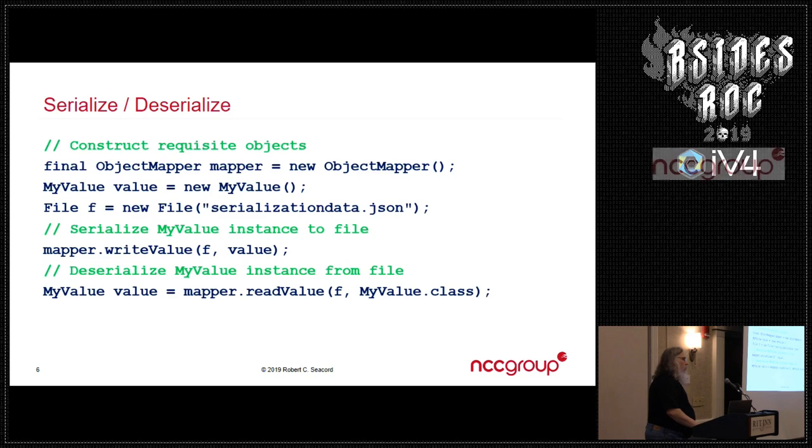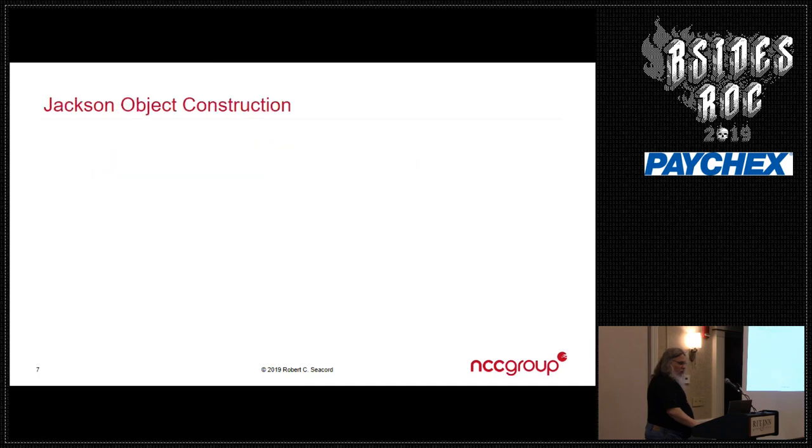And of course, you can use this to deserialize any type of object, so it just returns a generic object, right, and then you cast it or assign it to whatever type of object you're actually creating.